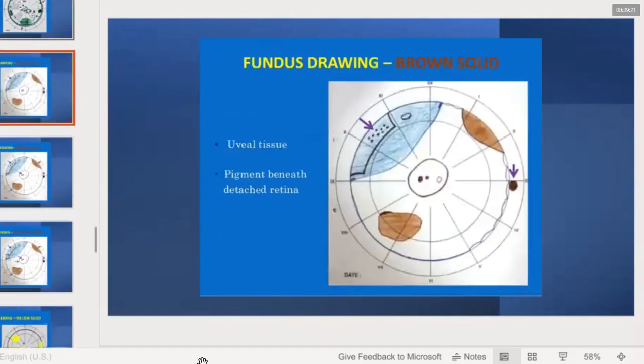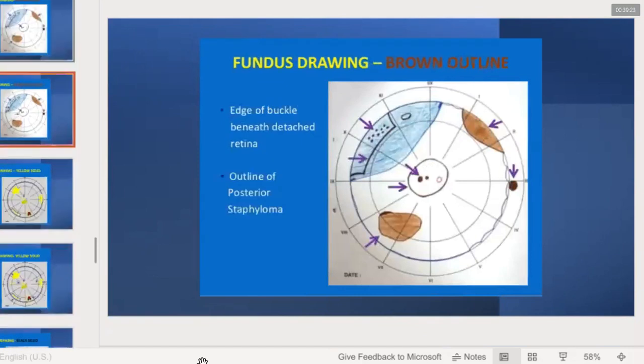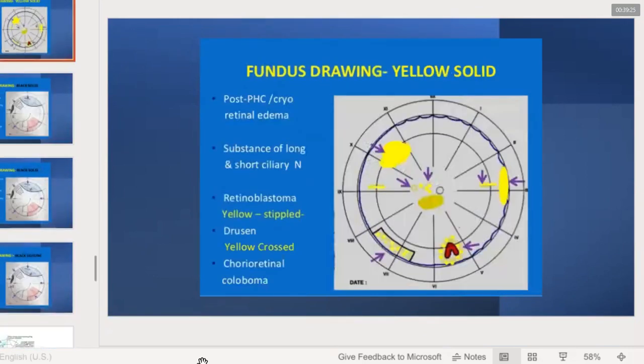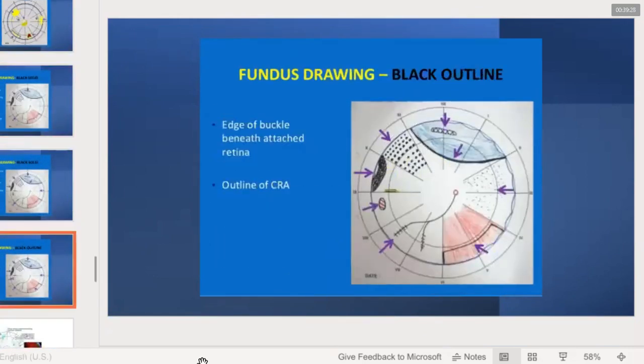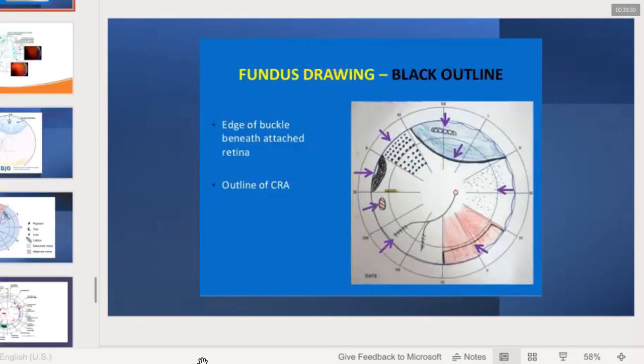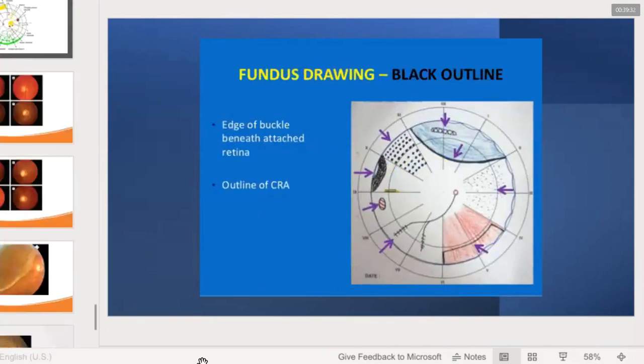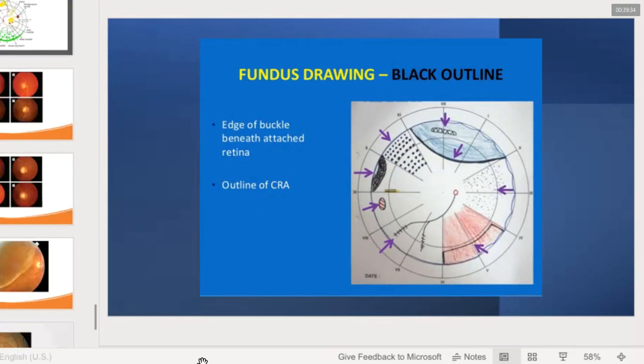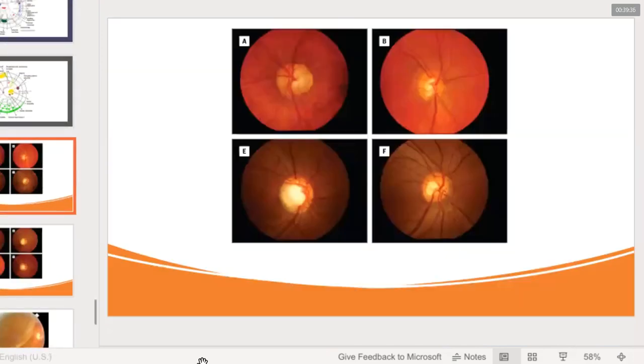Maybe later I'll share this slide with Fad, and then he will share with everyone. Anything else? Okay, I think this is a bit too much. I'll just show you some of the possible findings.